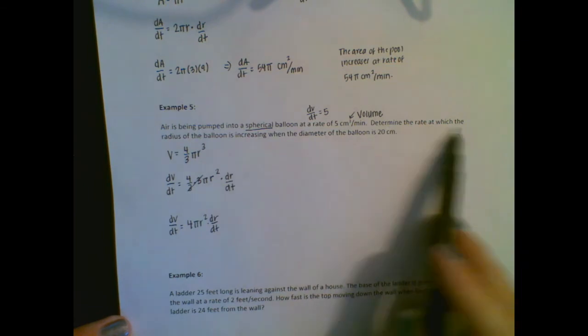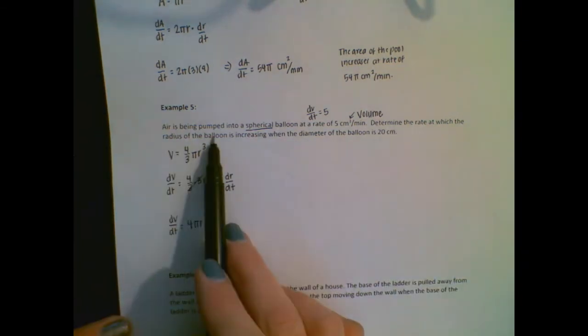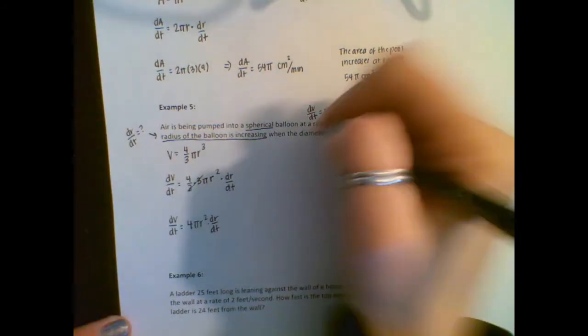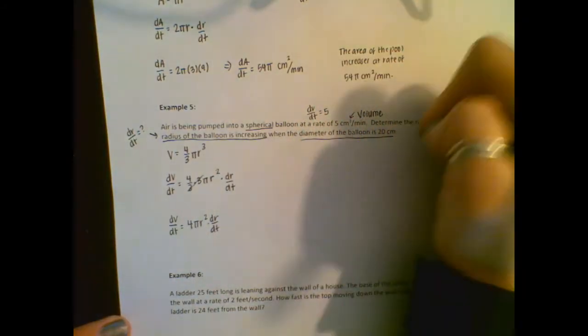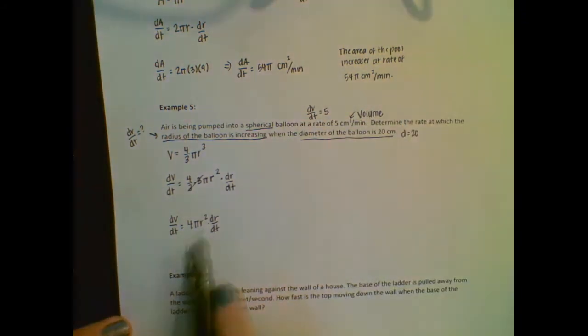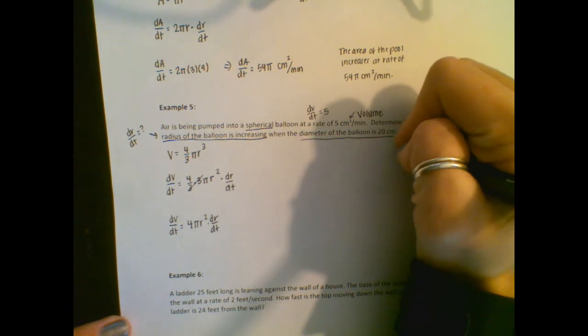I need to determine the rate at which the radius of the balloon is increasing. So I want to know how the radius of the balloon is changing. So what I'm looking for is dr/dt here. And it's telling me that the diameter of the balloon is 20 centimeters. So my diameter is 20, but in my formula I need to know the radius. So that would tell me that my radius is 10.